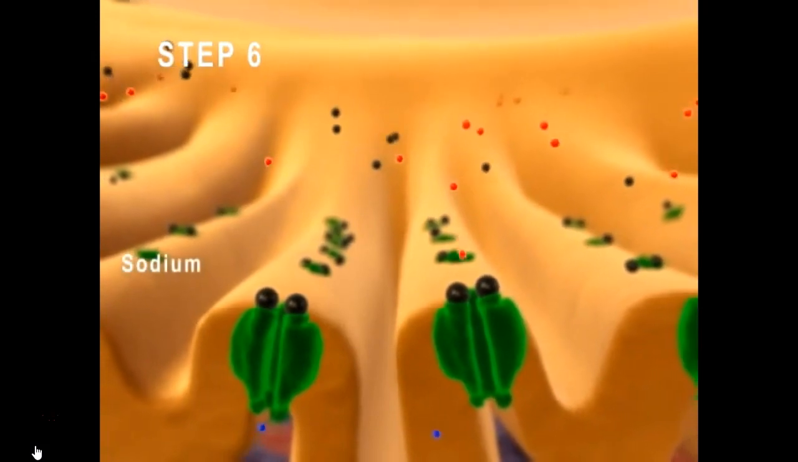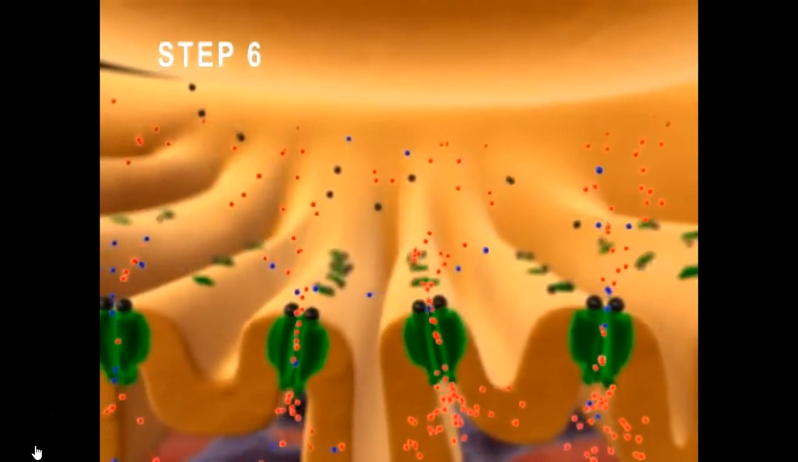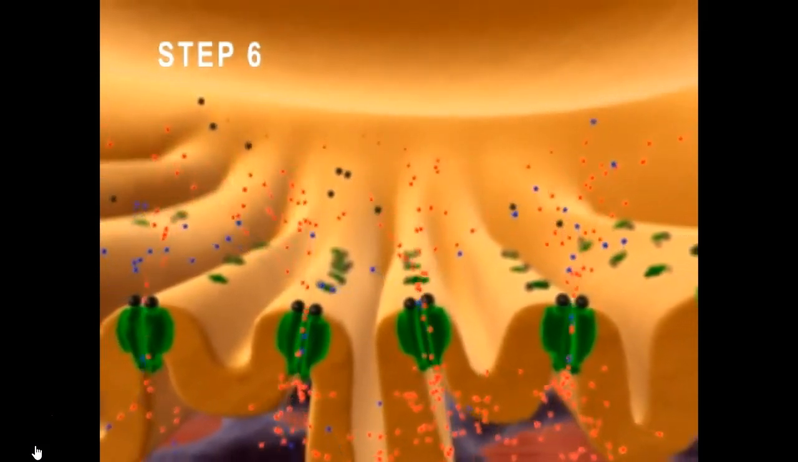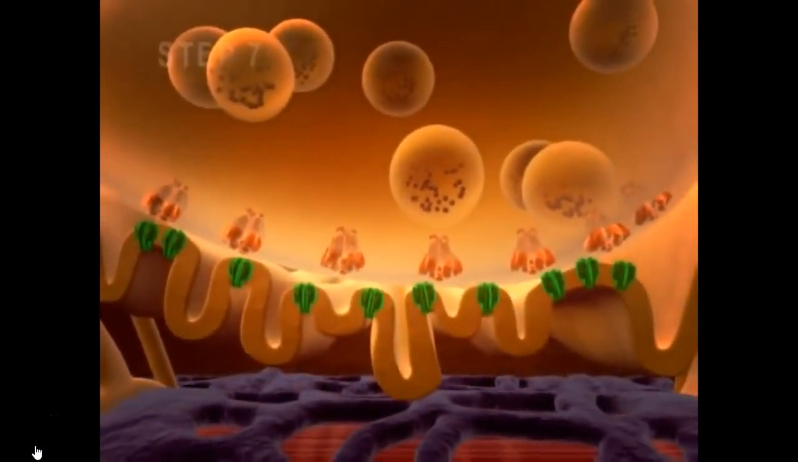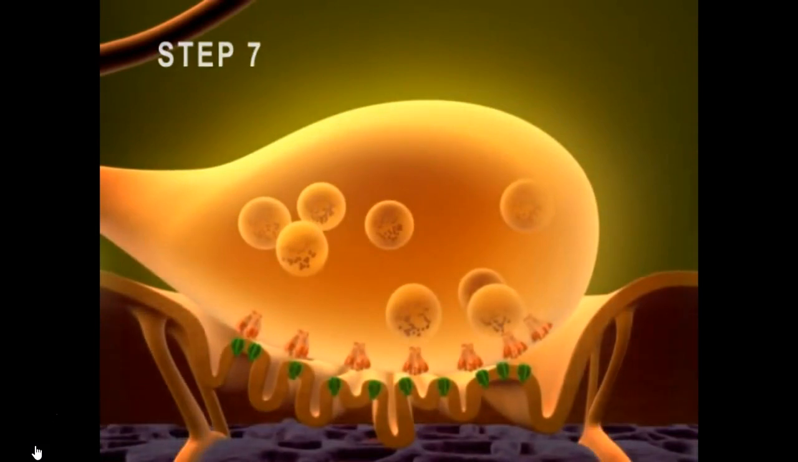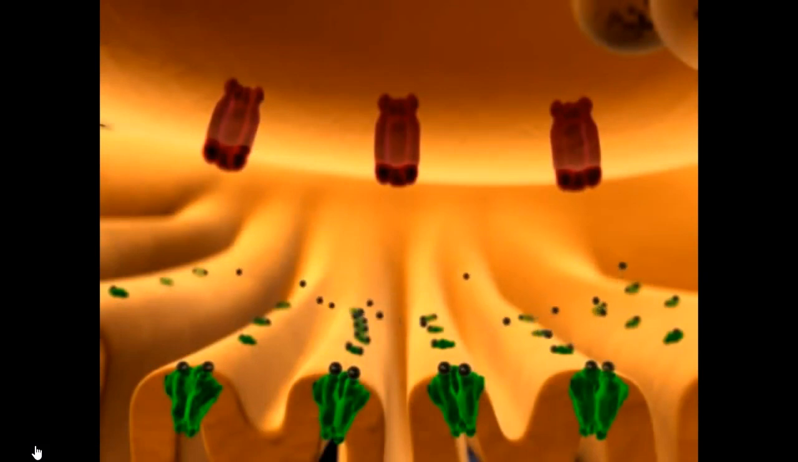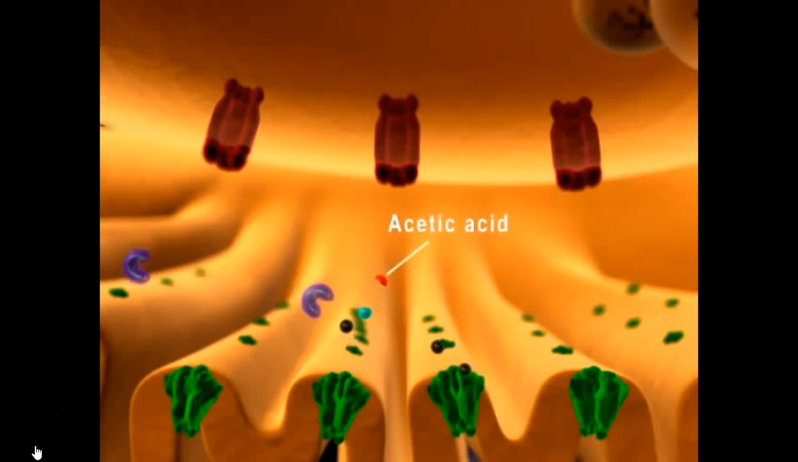Step 6. Sodium ions, shown here in red, enter the muscle fiber, and potassium ions, shown here in blue, exit the muscle fiber. The greater inward flux of sodium ions relative to the outward flux of potassium ions causes the membrane potential to become less negative. Step 7. Once the membrane potential reaches a threshold value, an action potential propagates along the sarcolemma. Neural transmission to a muscle fiber ceases when acetylcholine is removed from the synaptic cleft. This removal occurs in 2 ways. 1. Acetylcholine diffuses away from the synapse. 2. Acetylcholine is broken down by the enzyme Acetylcholine Esterase to acetic acid and choline. Choline is then transported into the axon terminal for the resynthesis.